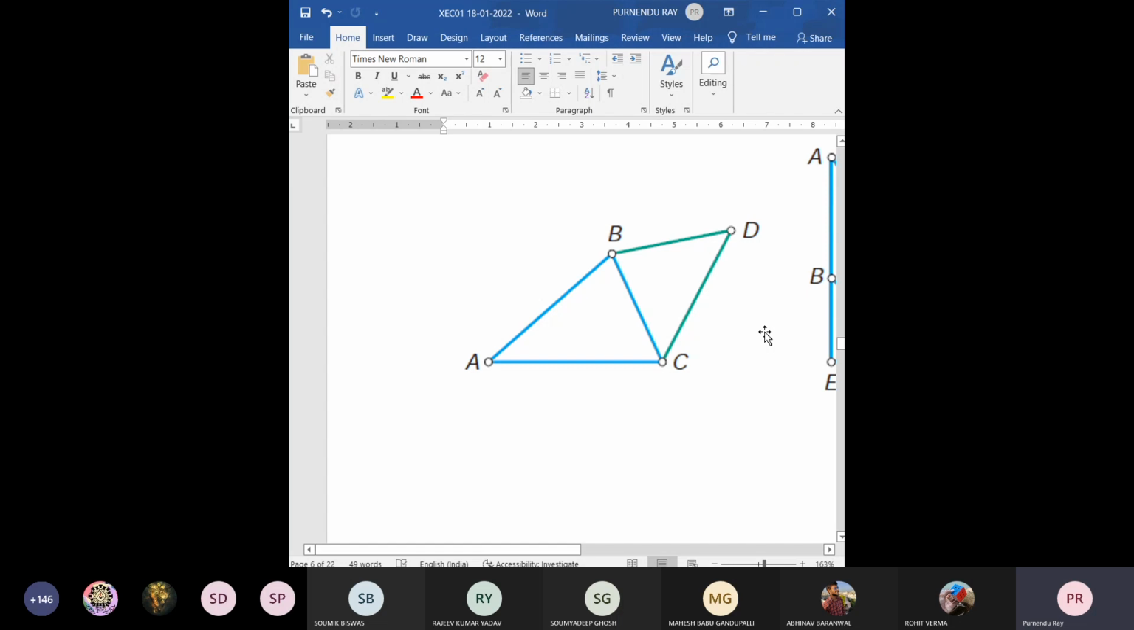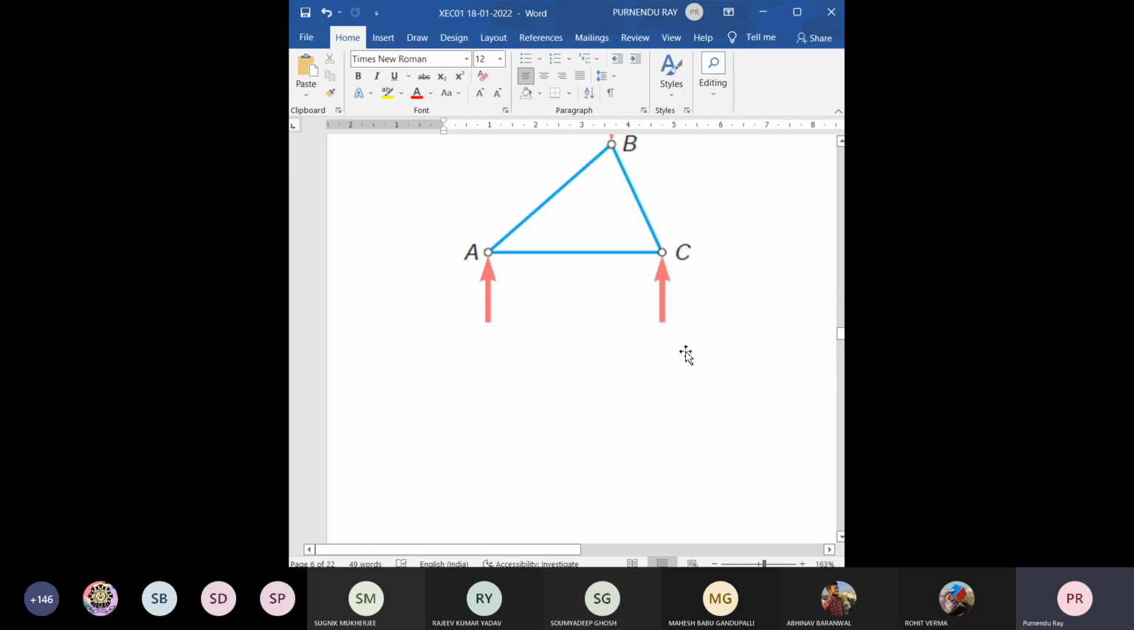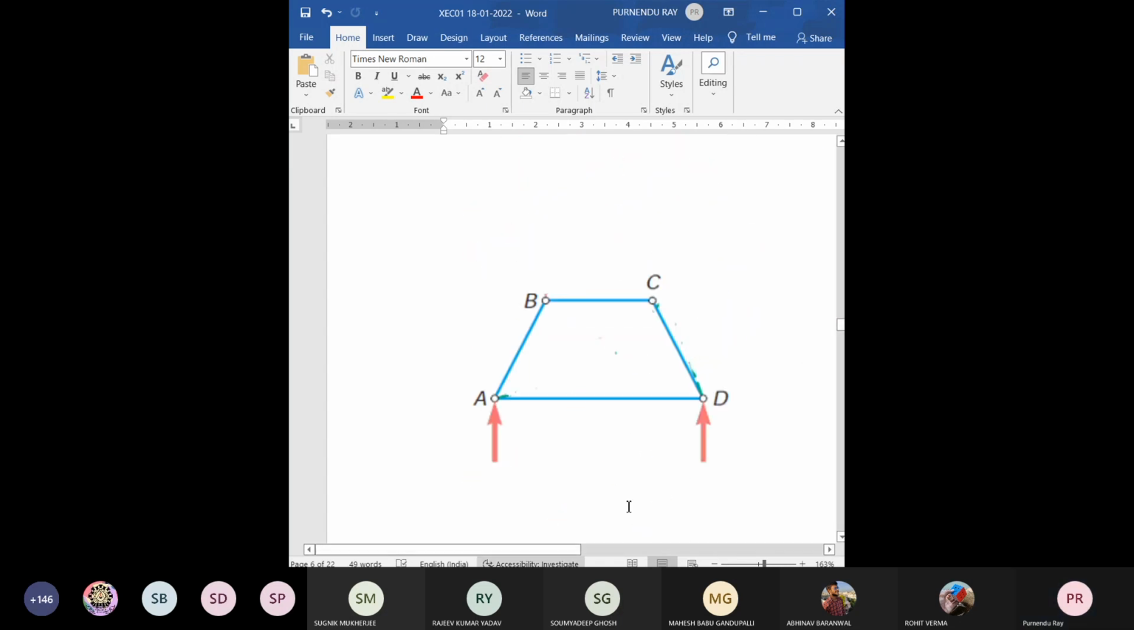Now, can you tell me any relation for these rigid frameworks? A possible relation: m plus r is equal to 2j. m is the number of members, j is the number of joints, r is the number of reaction supports. I am not talking about reactions here. I am talking about wherever the support may be provided. Support may be at A and at D, it may be at B and at A, one hinge, another roller. I am talking about this rigid framework which will not collapse in this way.